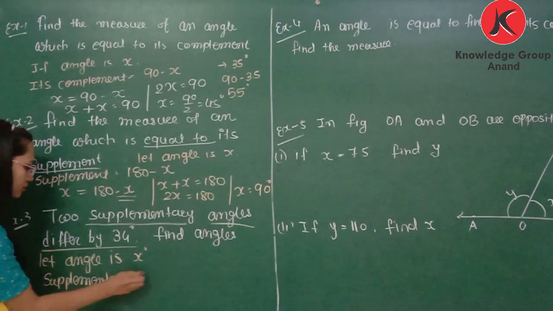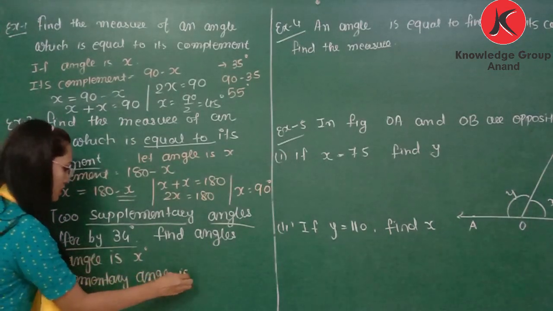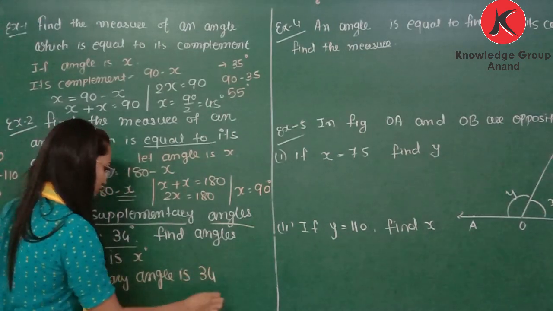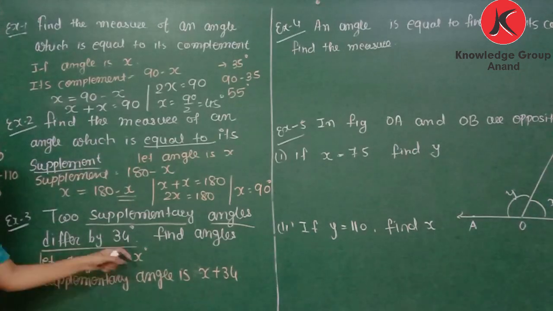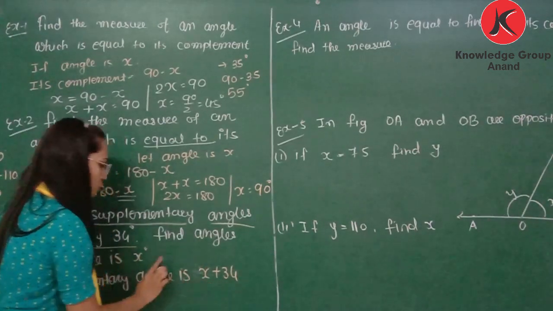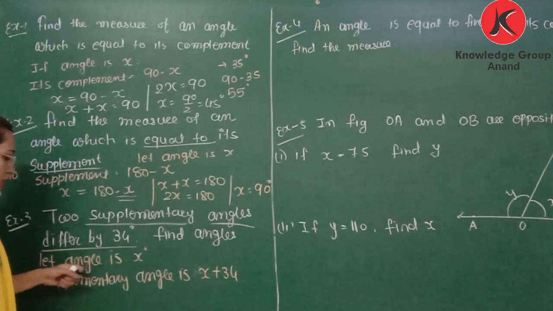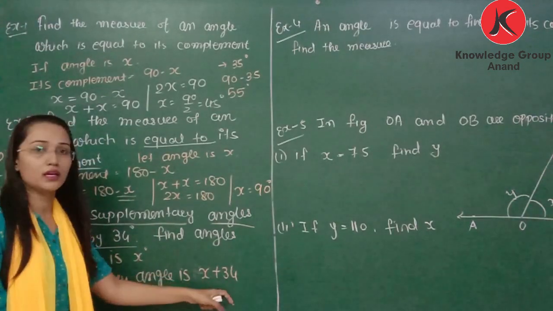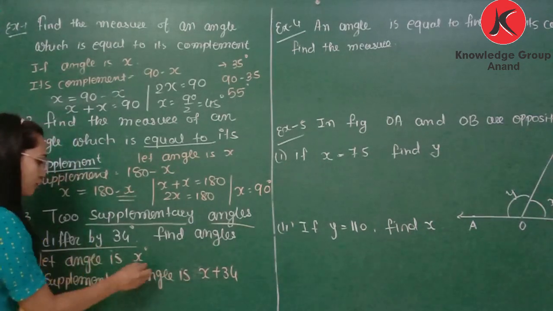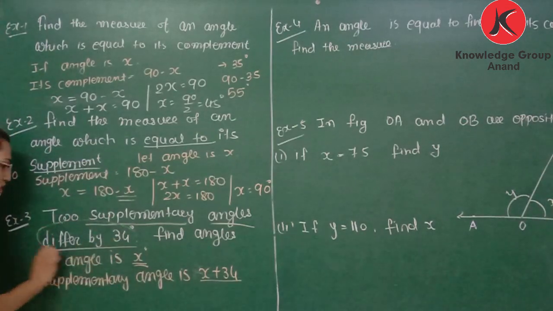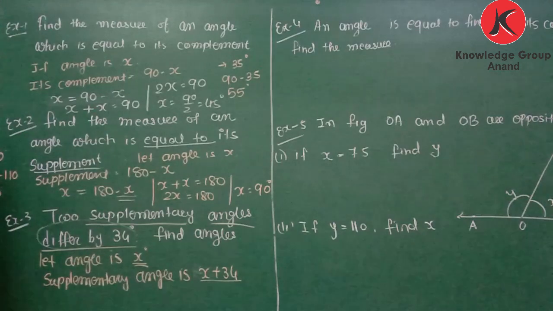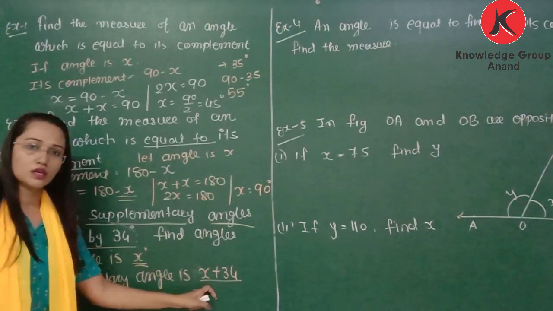So the supplementary angle is x plus 34. Now if you find the difference, x plus 34 minus x, that is 34. So that's why if one angle is x, then its supplementary angle is x plus 34. Why? Because in the question it is written that the difference is 34. Take the difference, x plus 34 minus x. So x cancels and the answer is 34. It means the difference of these two angles is 34.